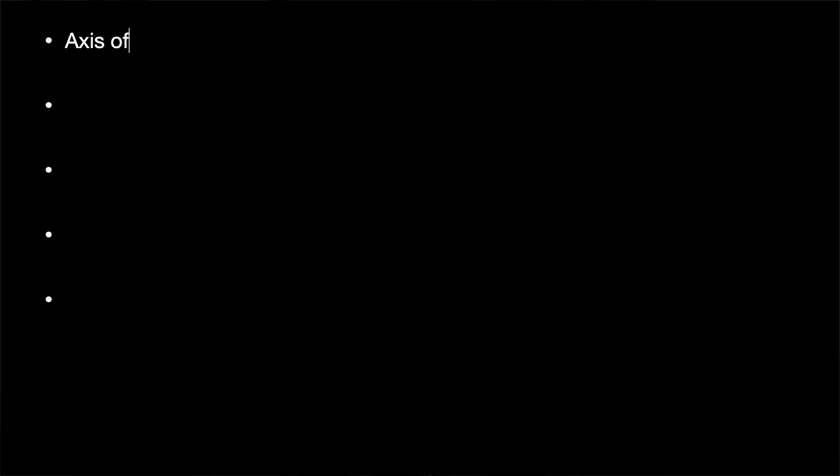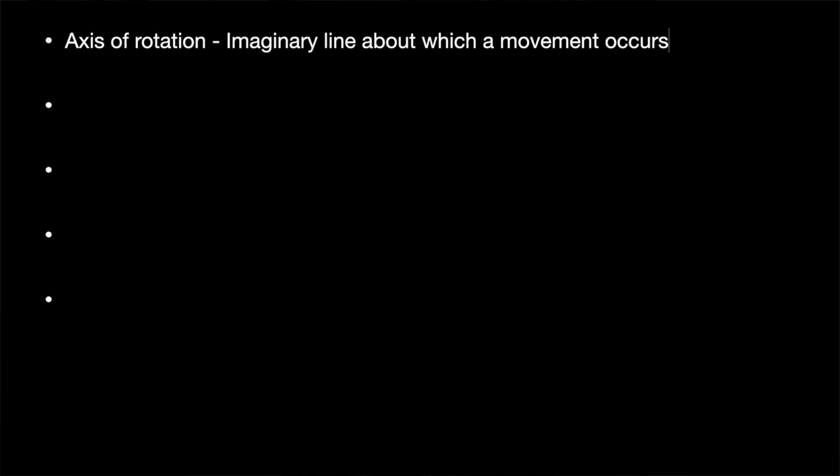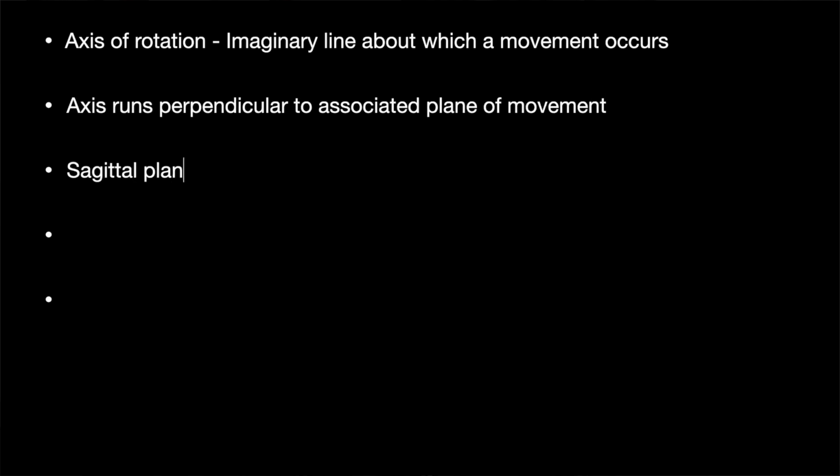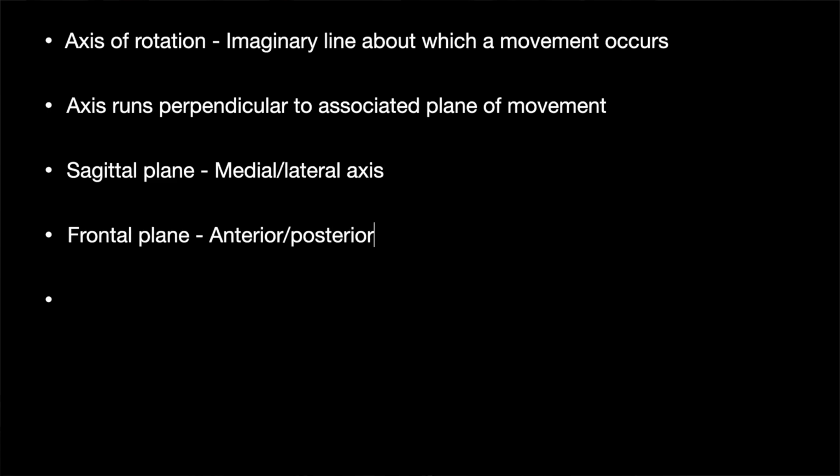So just a quick recap. The axis of rotation is essentially just a line around which a movement occurs. Each plane has a perpendicular axis. The sagittal plane has a mediolateral axis. The frontal plane has an anterior-posterior axis. And then the transverse plane has a vertical or superior to inferior axis.